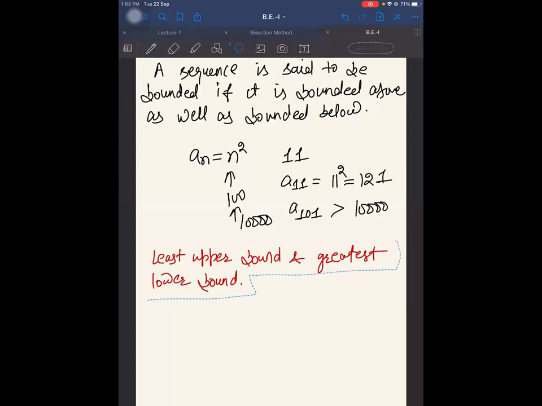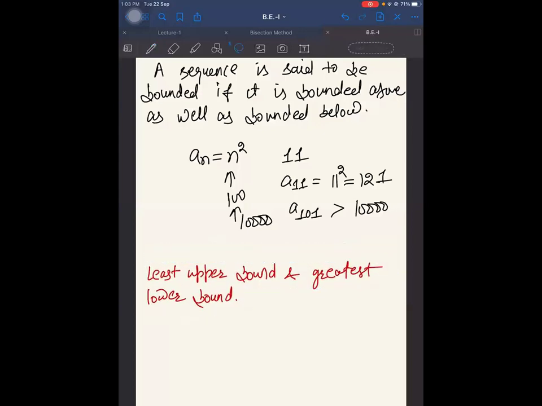Okay, so these are the things. So tomorrow we'll be discussing the least upper bound and the greatest lower bound.